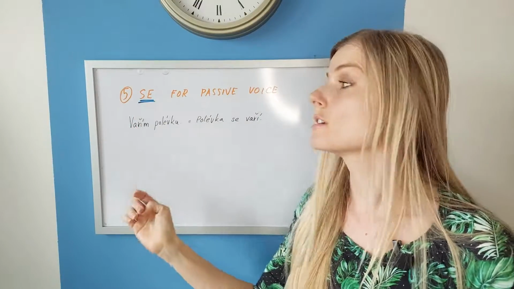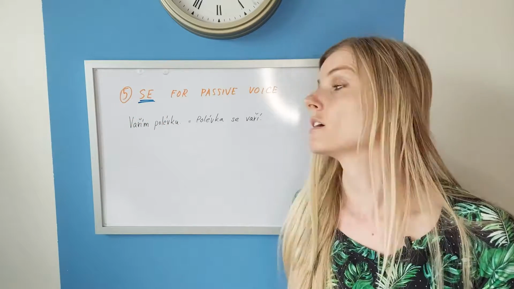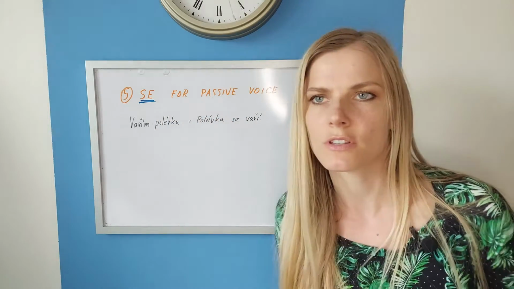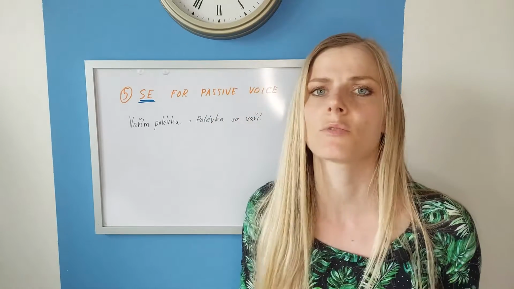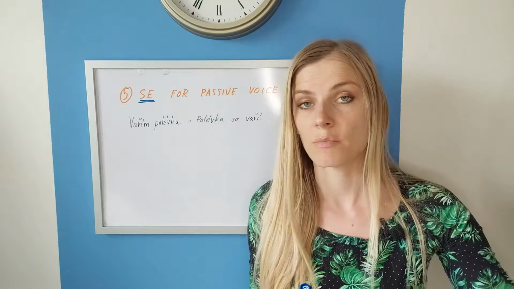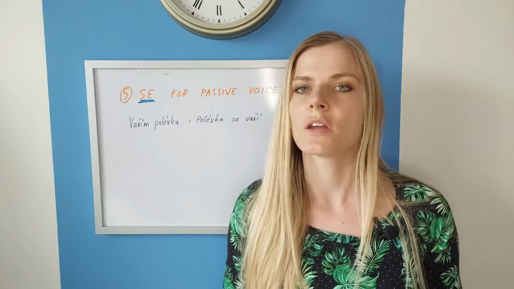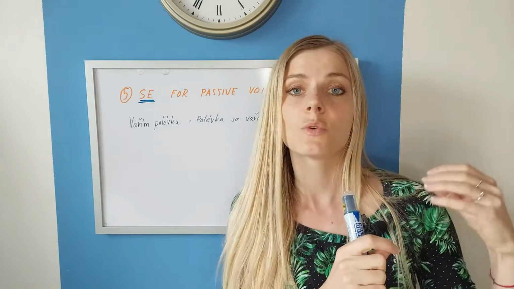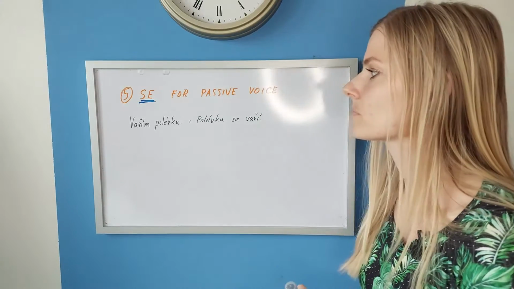The fifth category is only about the use of se. Okay, the si is not possible here, and it's the use for passive voice. For those of you who don't know what a passive voice means, I'm going to give you a brief explanation. It's when an object becomes a subject. And we usually use it when the action, the verb, is more important than the one who performs this action, than the subject.